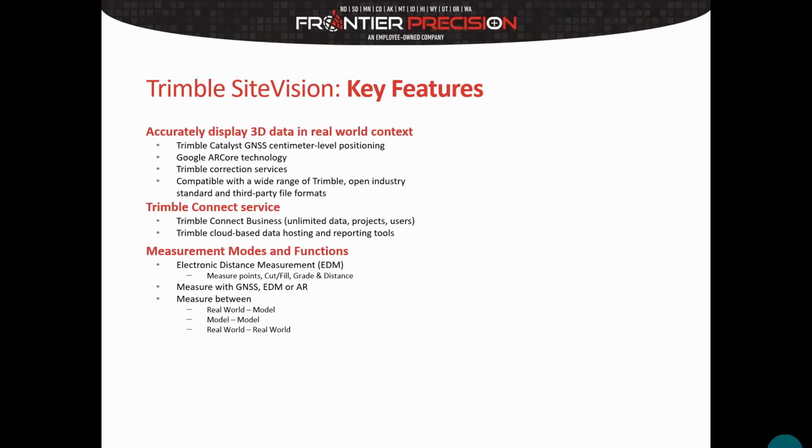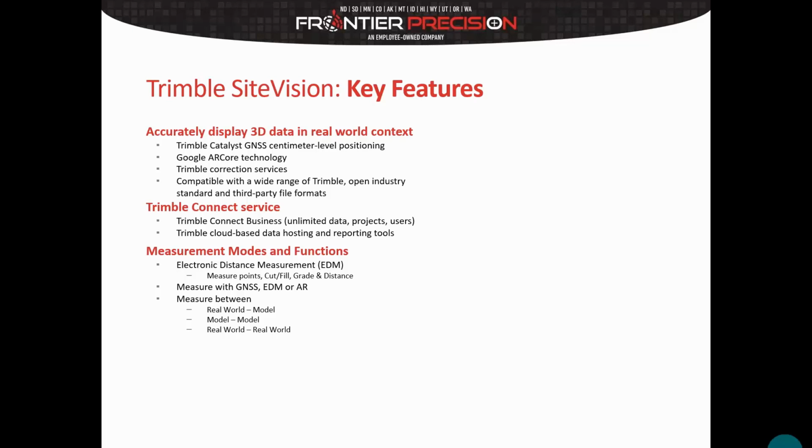Trimble Site Vision is going to utilize the Google ARCore technology. It's also going to use the Trimble corrections, either VRS or RTX, and you are also able to use a third-party correction. With this, you're going to get Trimble Connect Business. So again, if you already have Trimble Access and use Trimble Connect, you're going to be able to utilize that as well.